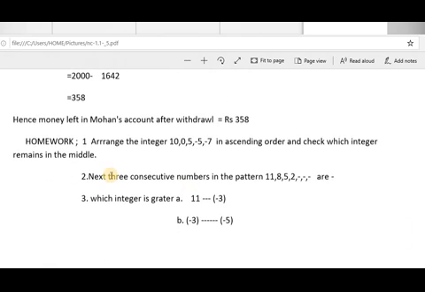Now here are some homework questions. We have to arrange the integers 10, 0, 5, minus 5, minus 7 in ascending order and check which integer remains in the middle. That means first of all we arrange all the integers in ascending order, and also find which integer comes in the middle. Next, find the next 3 numbers in the pattern. Here we see the pattern 11, 8, 5, 2. We have to find 3 more integers by observing the pattern. Now which integer is greater, 11 or minus 3? We have to put the greater than or less than sign in the blank between minus 3 and minus 5.